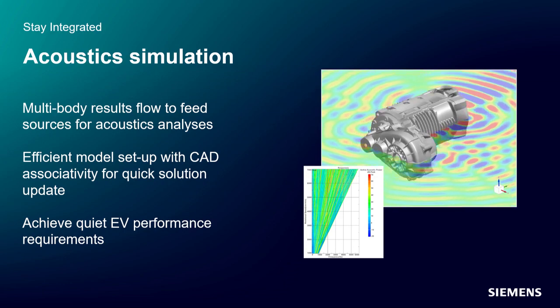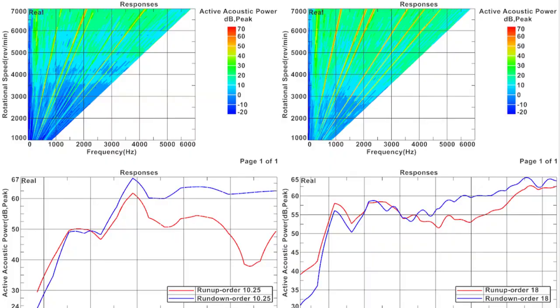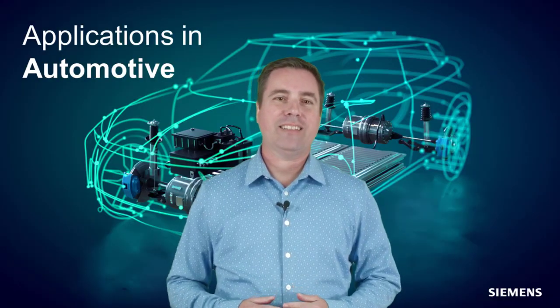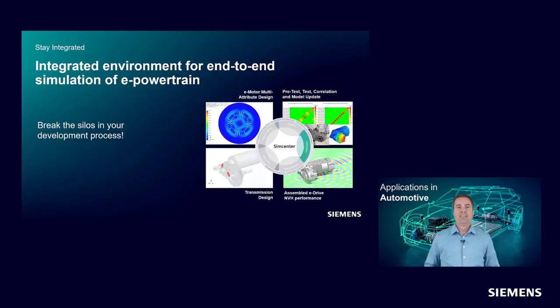This lets you perform vibroacoustic analysis for the entire gearbox within Simcenter 3D to ensure a quiet driving experience for your customers. Since all of these analyses occur within the same environment, it's easy to pass information from one analysis type to the next. With Simcenter Mechanical, you can easily go from e-motor design through to detailed acoustic analysis and to even pre-test planning and test analysis correlation for an electric powertrain. This keeps you in an integrated workflow and reduces the frustration of having to work with many different tools with different user interfaces and data formats.